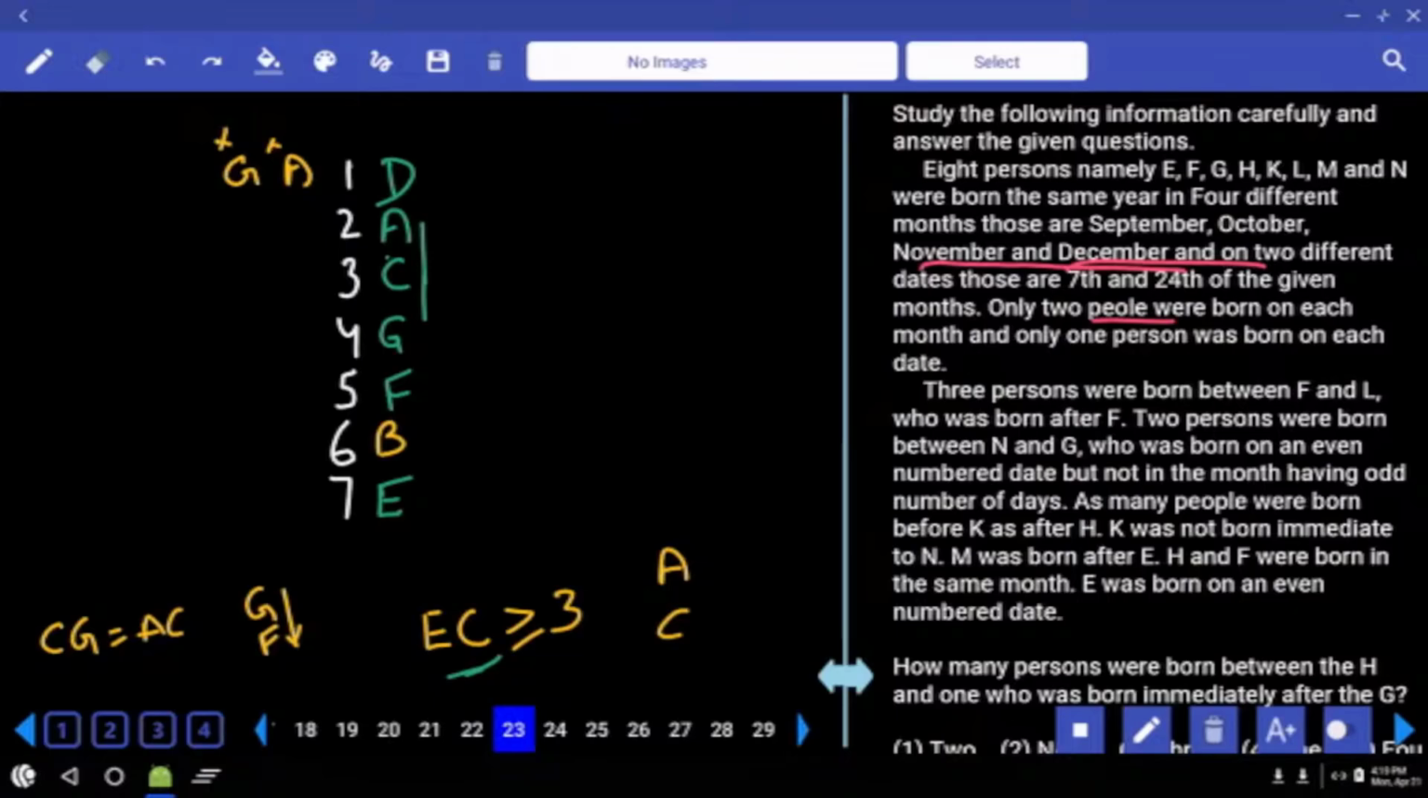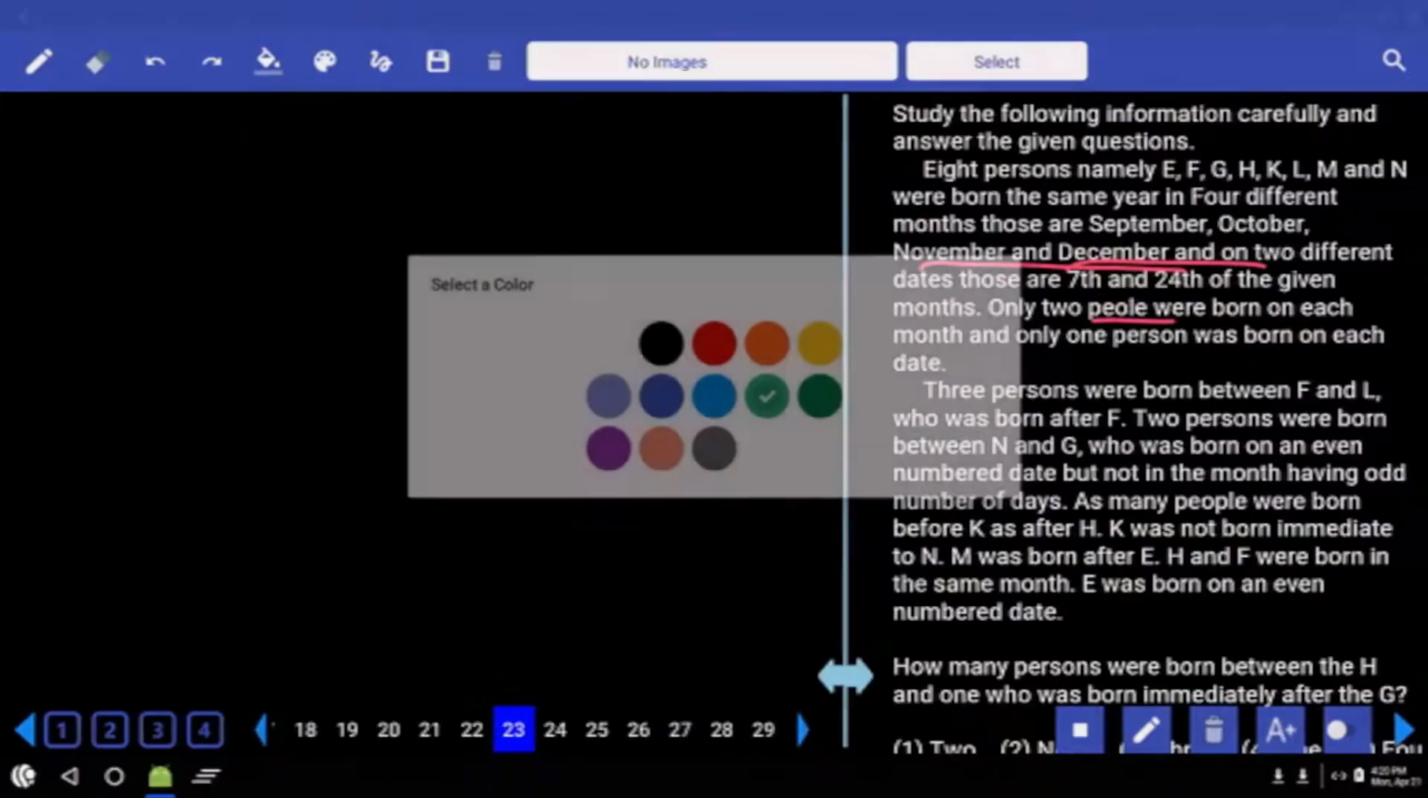Now question number 23, 23 to 26. Now 8 persons were there, born in the same year in 4 different months. And 4 months and how many dates? 2 different dates. 4 months and 2 different dates were given. First or the second priority? Definitely first priority.